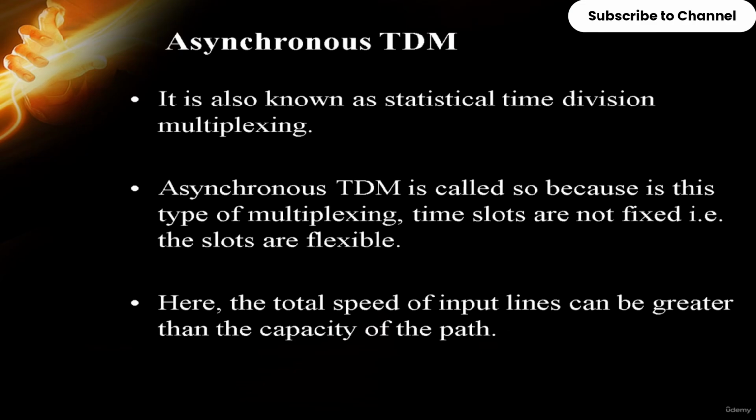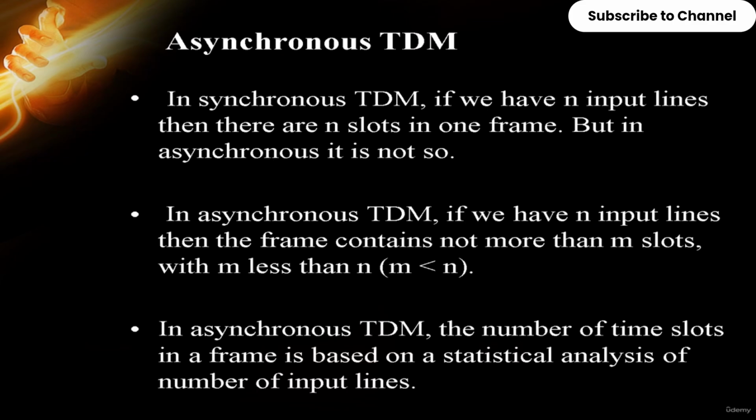Next is asynchronous time division multiplexing. It is totally different from synchronous time division multiplexing. In asynchronous time division multiplexing, time slots are not fixed; the slots are flexible. The total speed of the input lines can be greater than the capacity of the path. If we have n input lines, then there are m slots in one frame.